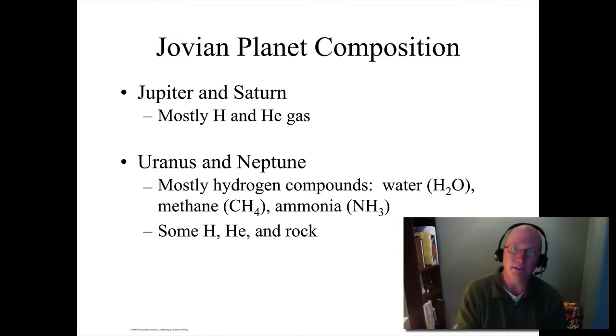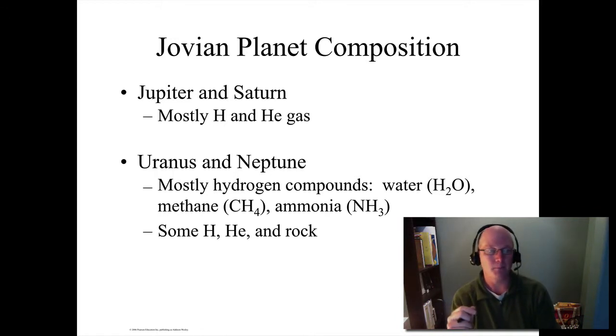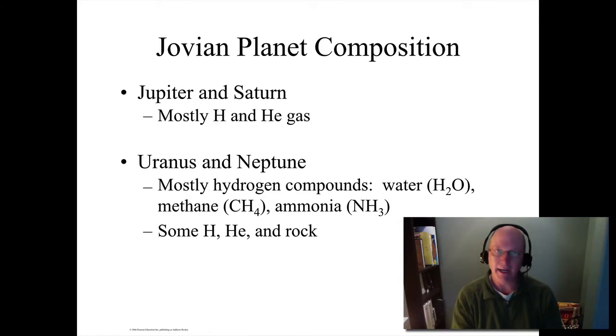So you couldn't really do that with the Earth. But you could just add a little bit of mass to Jupiter, relatively speaking, and get a star. Uranus and Neptune are kind of halfway in between. They have this rocky core, we think, and some hydrogen compounds like water and methane that form as ice in the center, and then you have a hydrogen and helium atmosphere. So again, still predominantly hydrogen and helium, but they have a larger rocky, icy core.